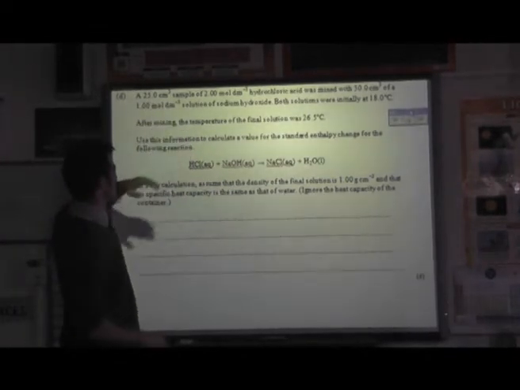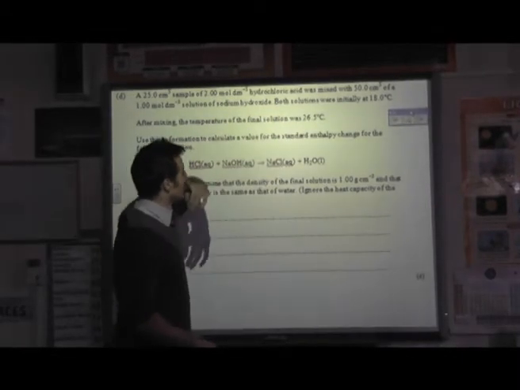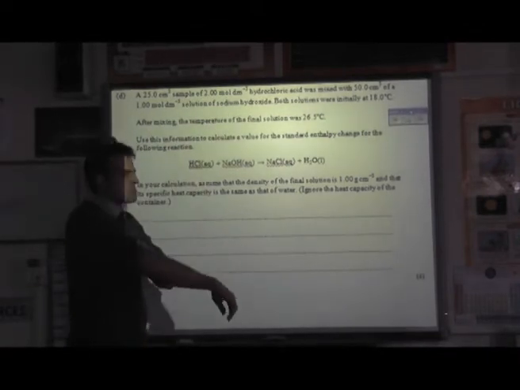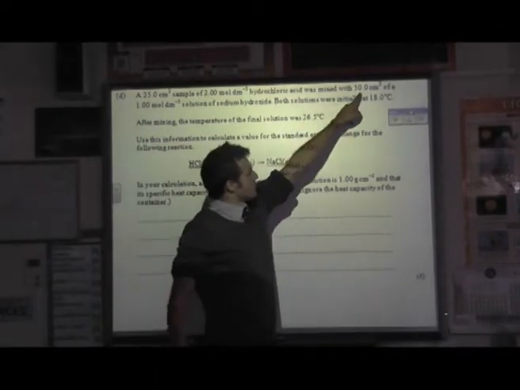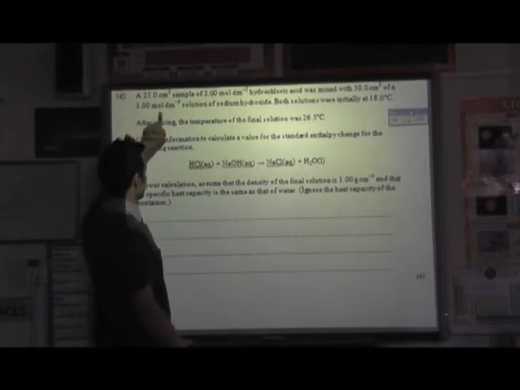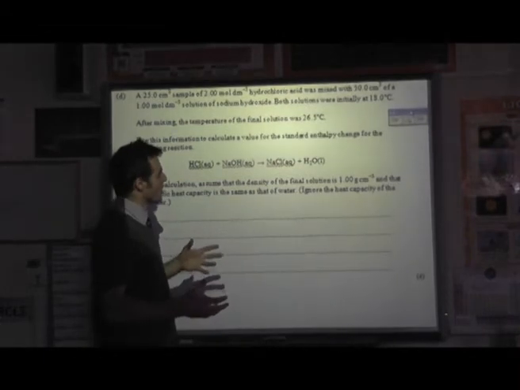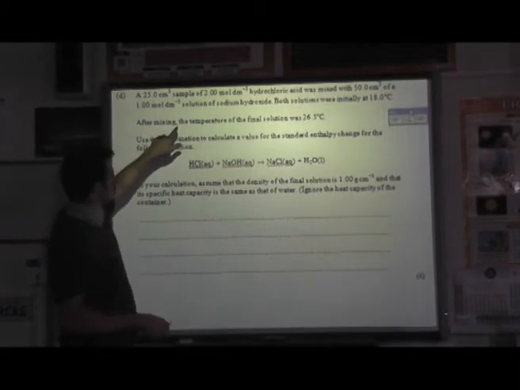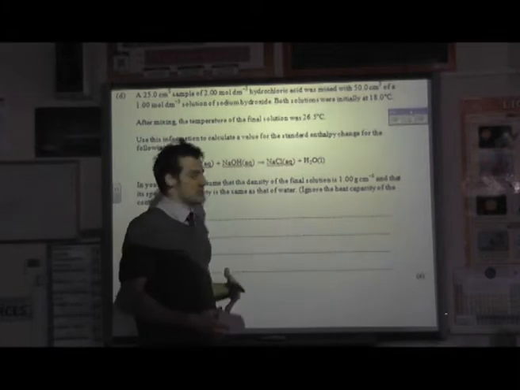Okay, so here we've got a 25 centimetre cubed sample of 2 moles per decimetre cubed HCl added to 50 centimetre cubed of 1 mole per decimetre cubed sodium hydroxide. Quick calculation top of your head here: half the amount, 25 to 50, but twice as concentrated, 2.00 to 1.00, means actually we have a 1-to-1 mole ratio, so worth just thinking about while you're reading it. Okay, initially at 18 Celsius, that's going to be useful for later. After mixing, the temperature of the final solution, so everything we've mixed together, was 26.5 Celsius.